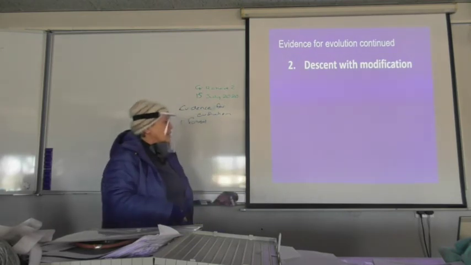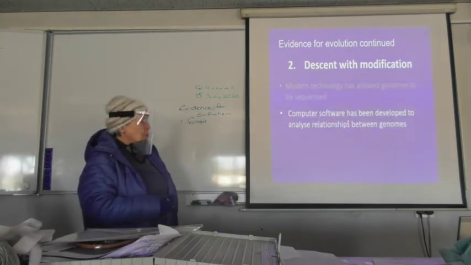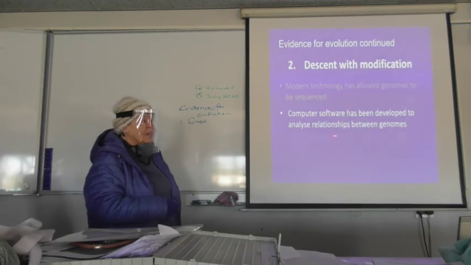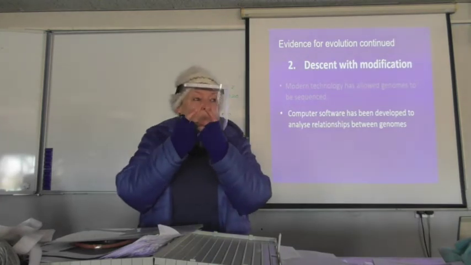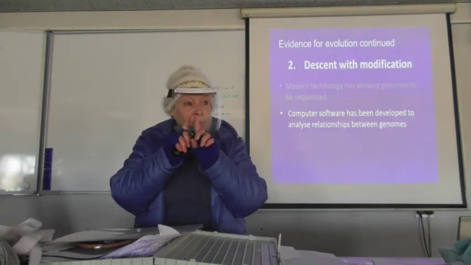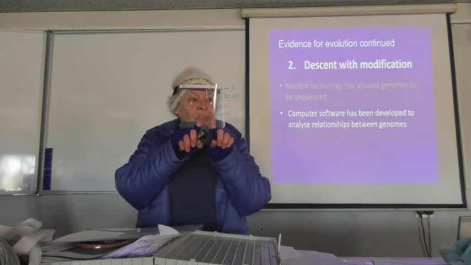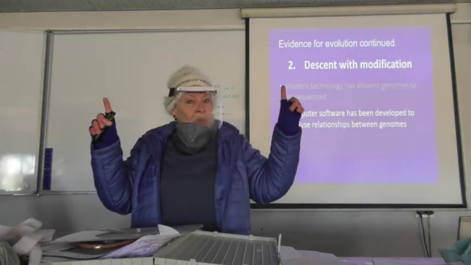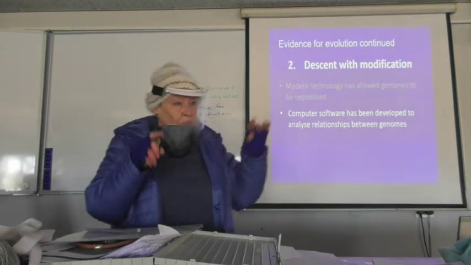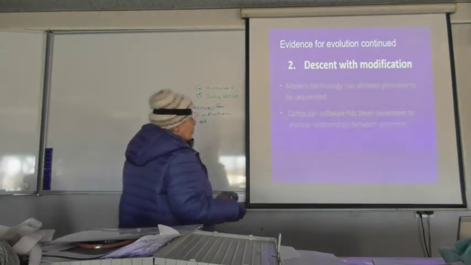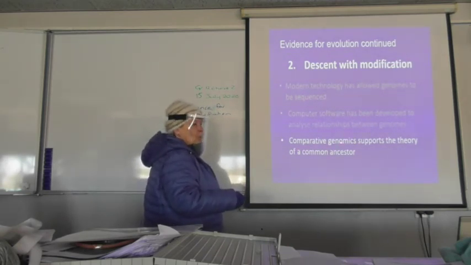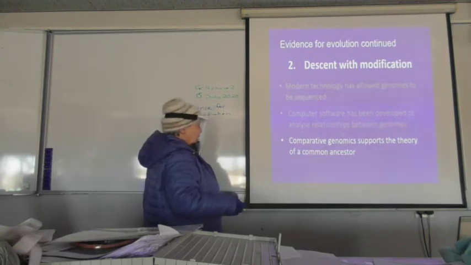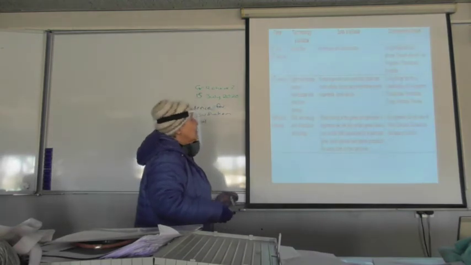So modern technology has enabled that to happen, and computer software has been developed to analyze relationships between genomes. Because if two organisms or types of organisms have got very similar DNA sequences, then they're more closely related than organisms that have got more diverse. If there's lots of differences, not so closely related. Okay. So the field of what is called comparative genomics, it just means comparing these things, supports the theory of a common ancestor with changes that have happened since then.